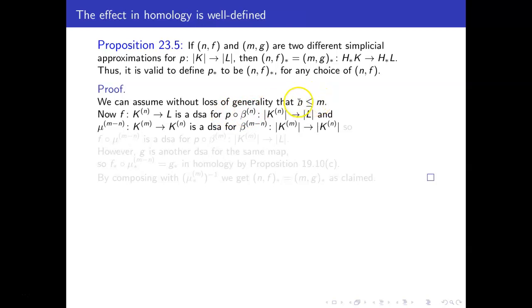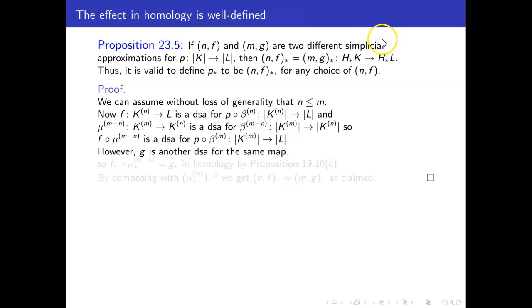Now remember, m is bigger than n, so we've got an iterated mu map from K^m to K^n, and by what we proved before, that's actually a direct simplicial approximation for the power of beta^(m minus n), going from the realization of K^m to the realization of K^n. We proved earlier that direct simplicial approximations are compatible with composition, so we can say that f composed with mu^(m minus n) is a direct simplicial approximation for P composed with beta^n composed with beta^(m minus n), and then these betas cancel out. That's just P composed with beta^m.